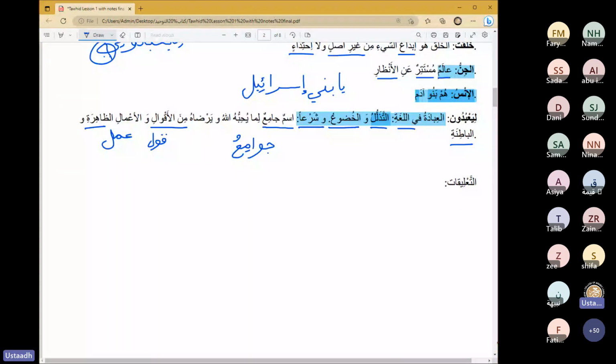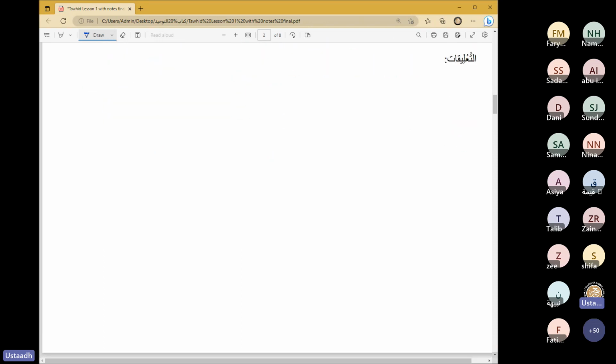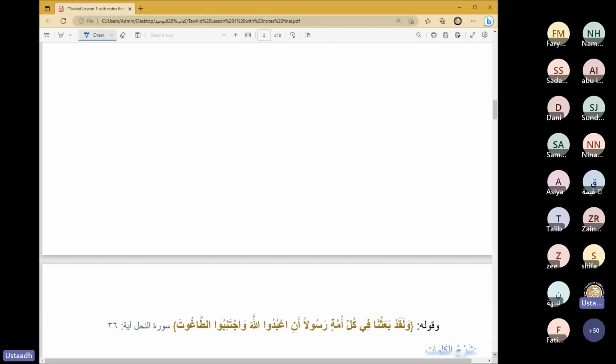So in the next lesson, with our brother Yasir Abdurrahman, you will get to go into more depth, and make sure you print out the file, التعليقات, notes, and then you make your notes in the space, inshallah.